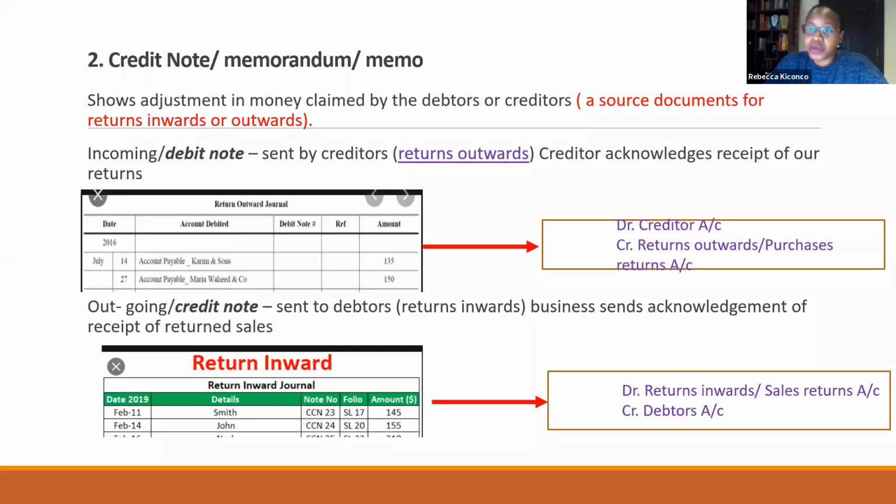Okay, so we have what they call incoming credit notes and outgoing credit notes. Now, in certain books, the incoming credit note is also called a debit note. The outgoing is also called a credit note. So sometimes they split the two between the debit and the credit, but it could also be a credit incoming or a credit outgoing.